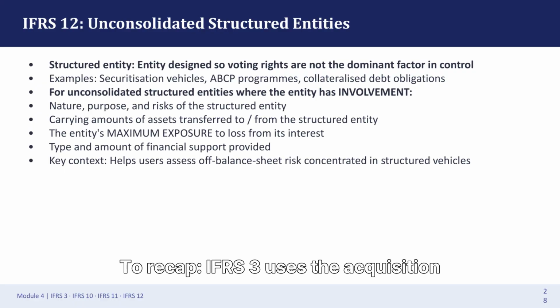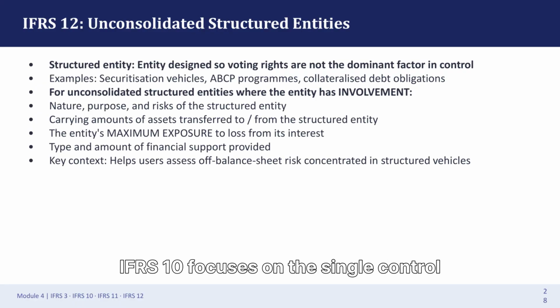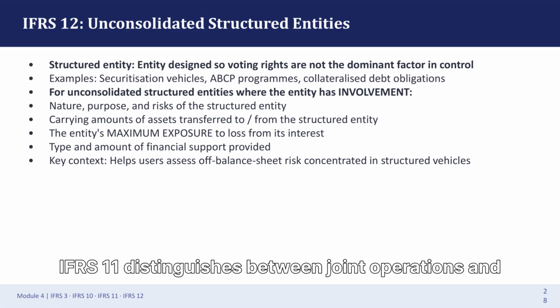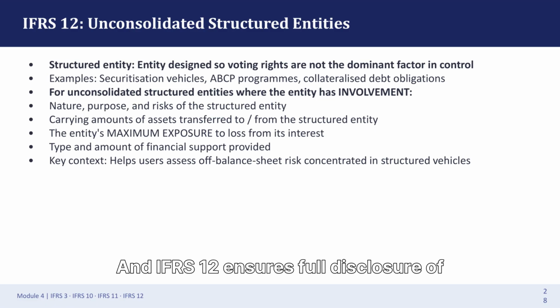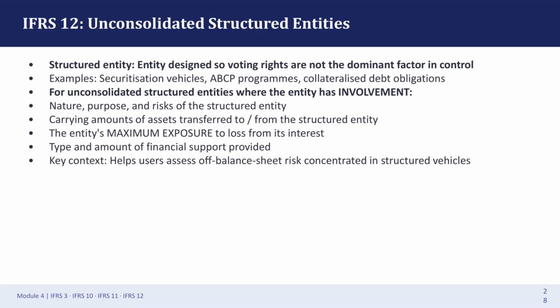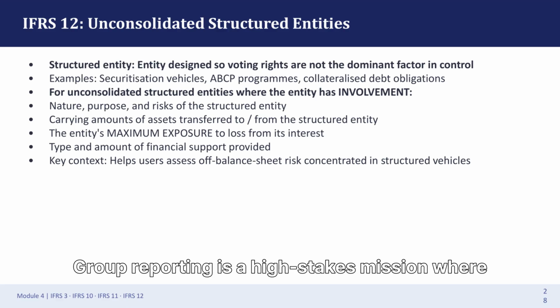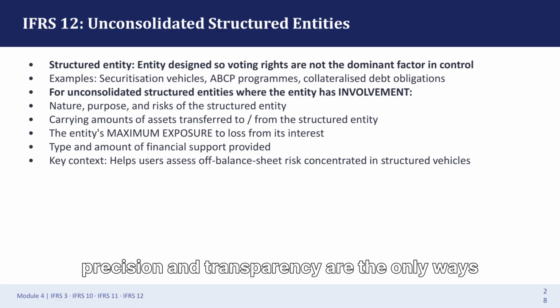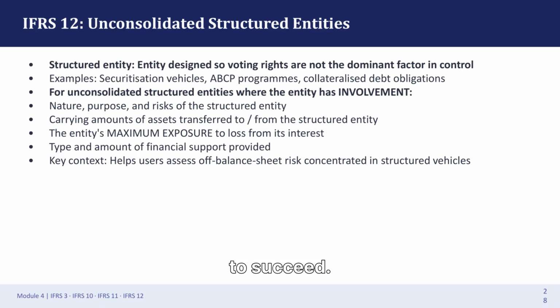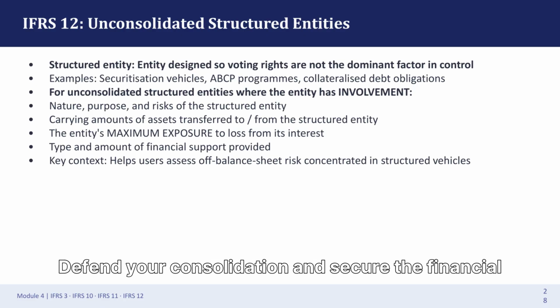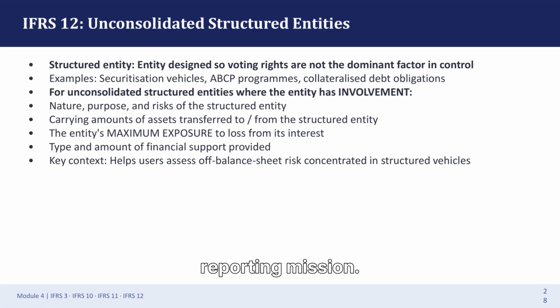Mastery is your objective. To recap, IFRS 3 uses the acquisition method. IFRS 10 focuses on the single control model. IFRS 11 distinguishes between joint operations and ventures. And IFRS 12 ensures full disclosure of all interests. Group reporting is a high-stakes mission where precision and transparency are the only ways to succeed. Defend your consolidation and secure the financial reporting mission. Mastery is in the details. Strategy wins the market. Proceed.